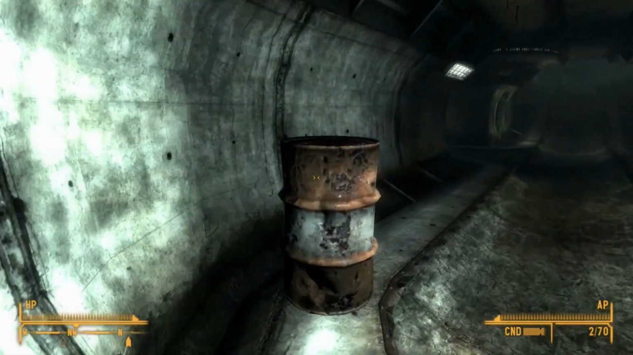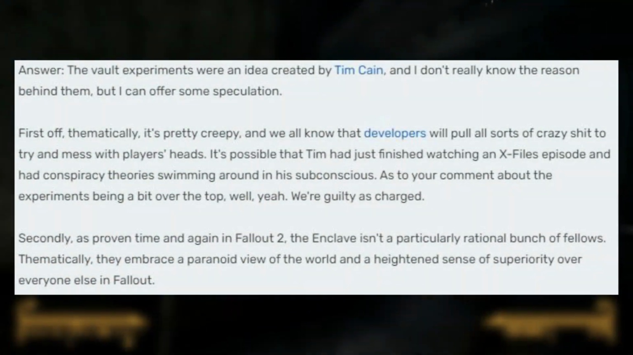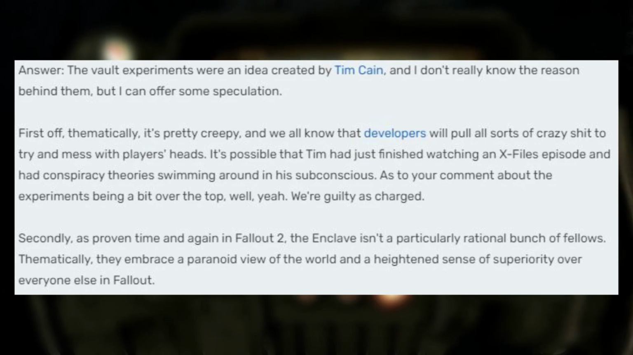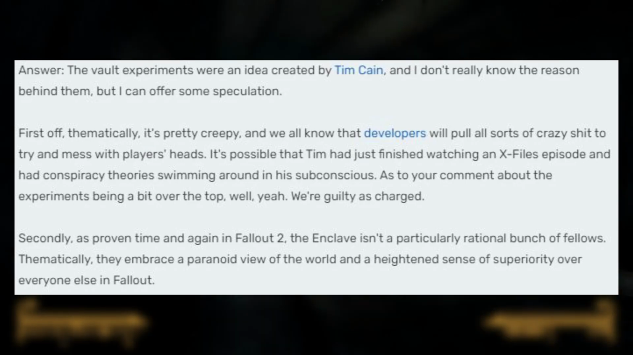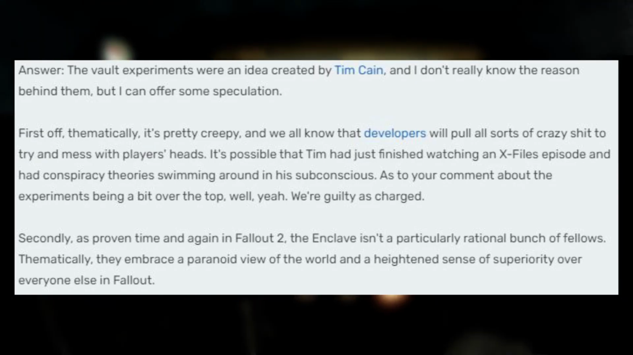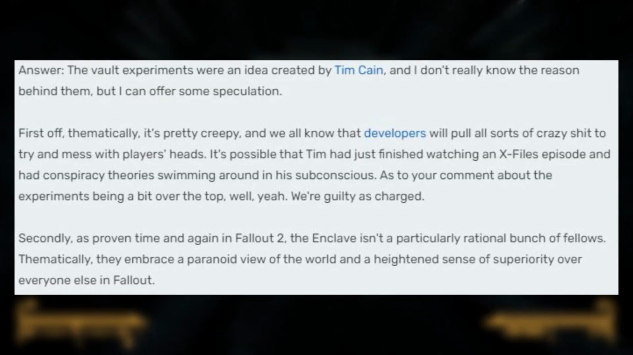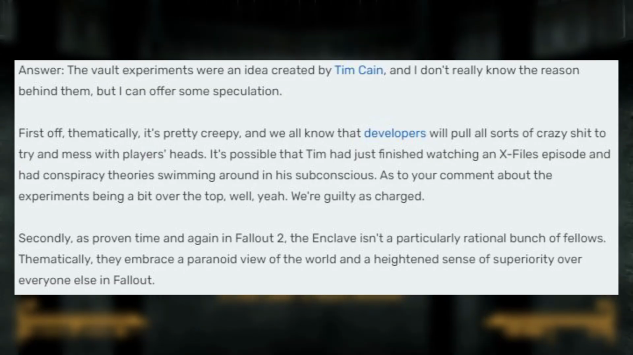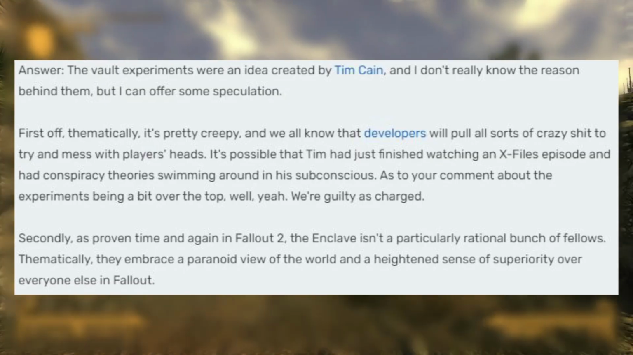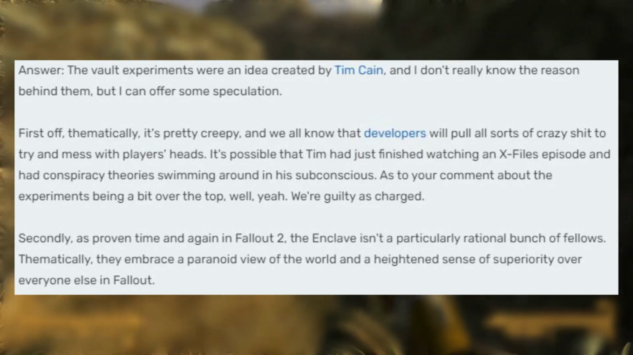Chris's answer is, the vault experiments were an idea created by Tim Cain, and I don't really know the reason behind them, but I can offer some speculation. First off, thematically, it's pretty creepy, and we all know that developers will put all sorts of crazy stuff in to try and mess with their players' heads. It's possible that Tim had just finished watching an X-Files episode and had conspiracy theories swimming around in his subconscious.